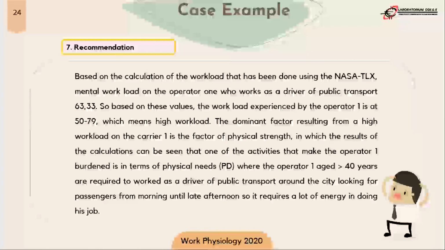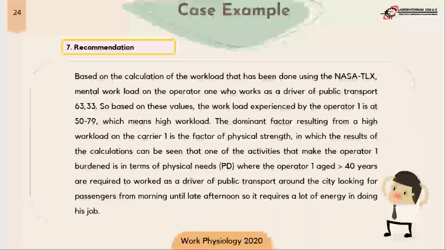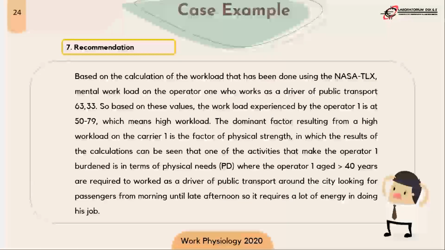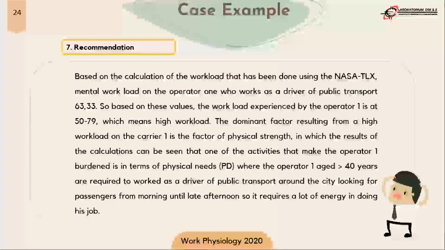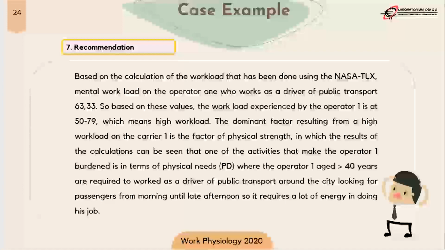The dominant factor resulting in a high workload on operator one is the physical demand factor. The calculation shows that one of the activities burdening the operator is in terms of physical needs, or PD, where operator one, who is more than 40 years old, is required to work as a public transport driver around the city looking for passengers from morning until late afternoon, so it requires a lot of energy in doing his job.